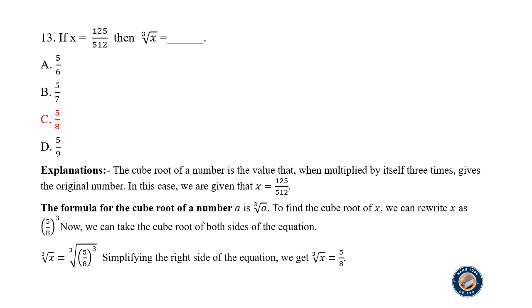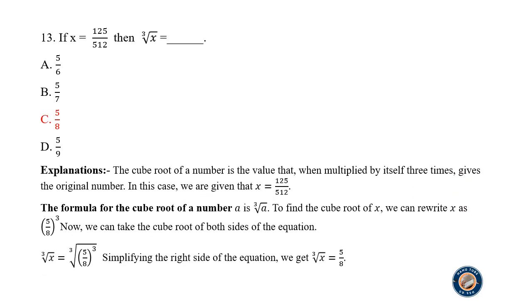Question number 13. If x is equal to 125 over 512, then the cube root of x is equal to dash. A. 5 over 6, B. 5 over 7, C. 5 over 8, D. 5 over 9. The answer will be 5 over 8.